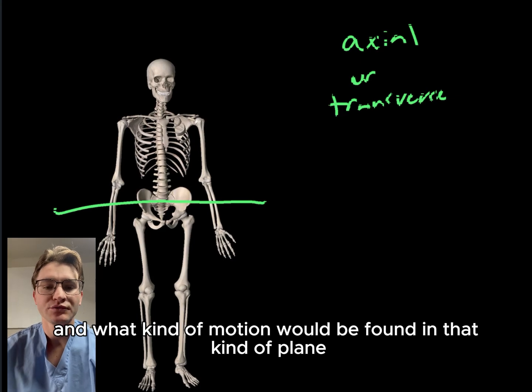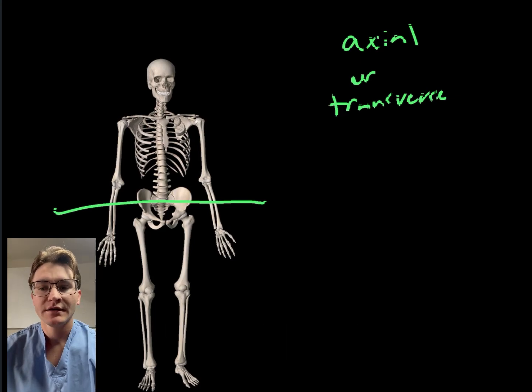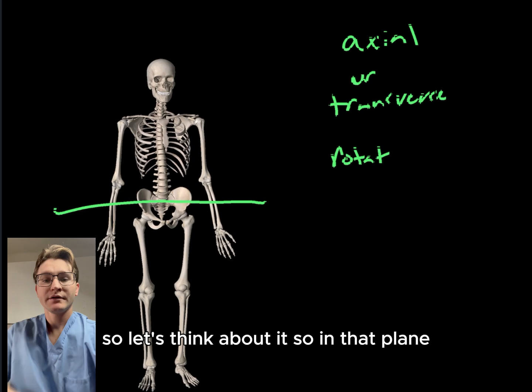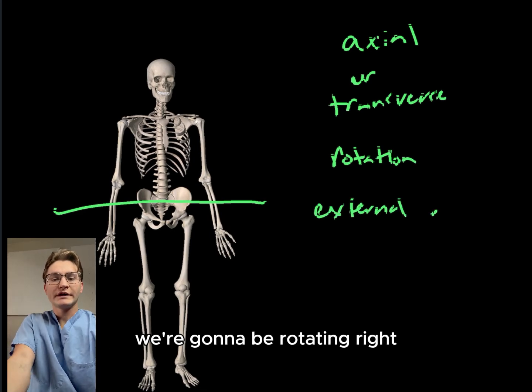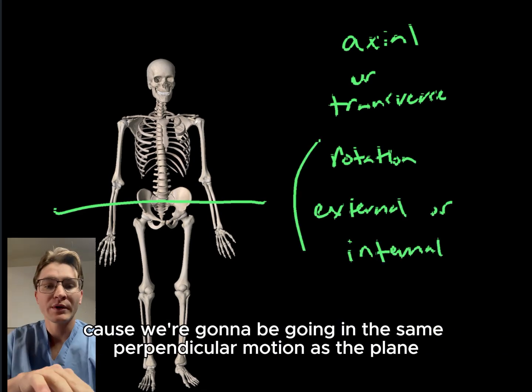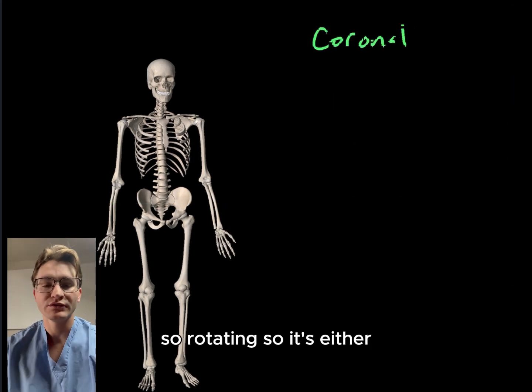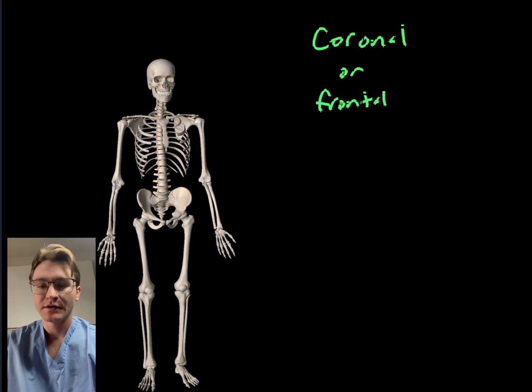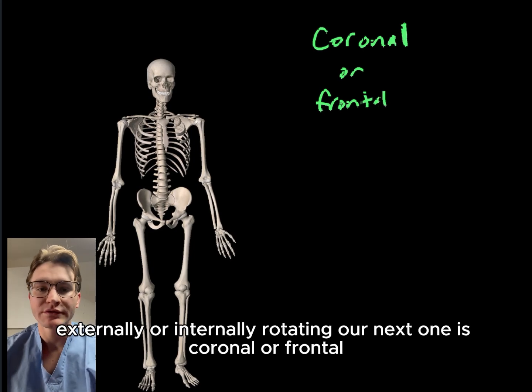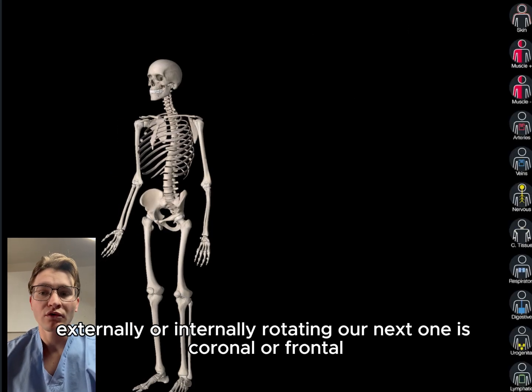And what kind of motion would be found in that kind of plane? So let's think about it. So in that plane, we're going to be rotating, right? Because we're going to be going in the same perpendicular motion as the plane. So rotating. So it's either externally or internally rotating. Our next one is coronal or frontal.